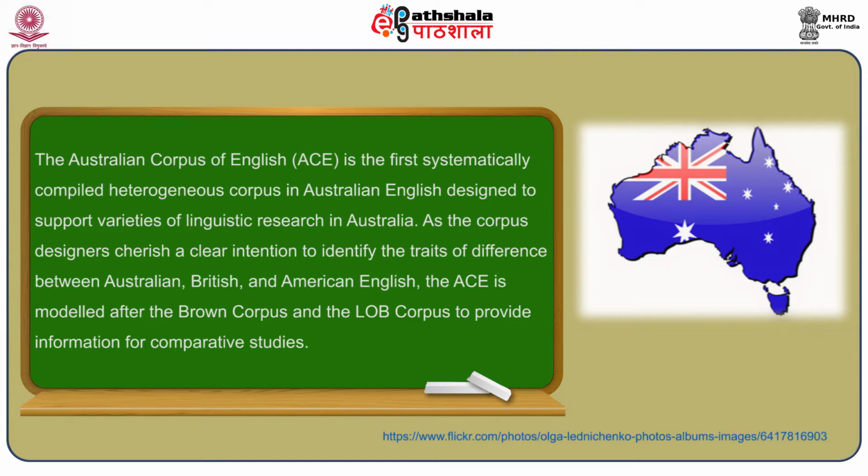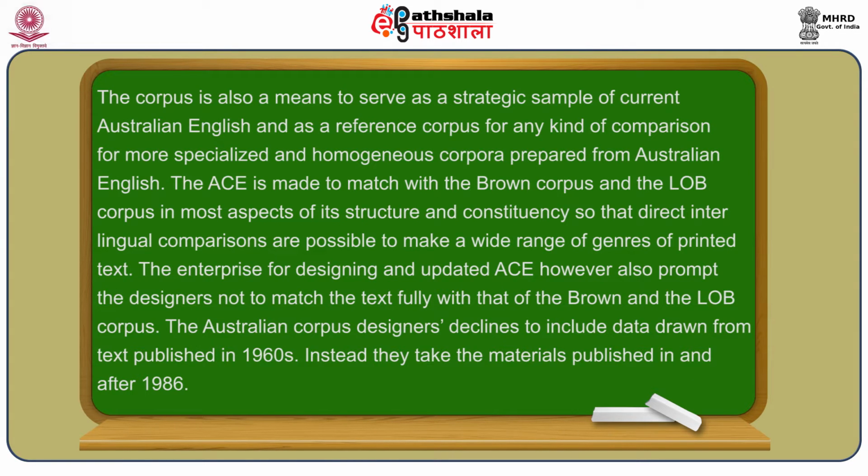As the corpus designers cherish a clear intention to identify the traits of differences between Australian English, British English, and American English, ACE is modeled after the Brown and LOB corpora to provide us information for comparative studies. The corpus is also meant to serve as a strategic sample of current Australian English and as a reference corpus for any kind of comparison with more specialized and homogeneous corpora prepared from Australian English.